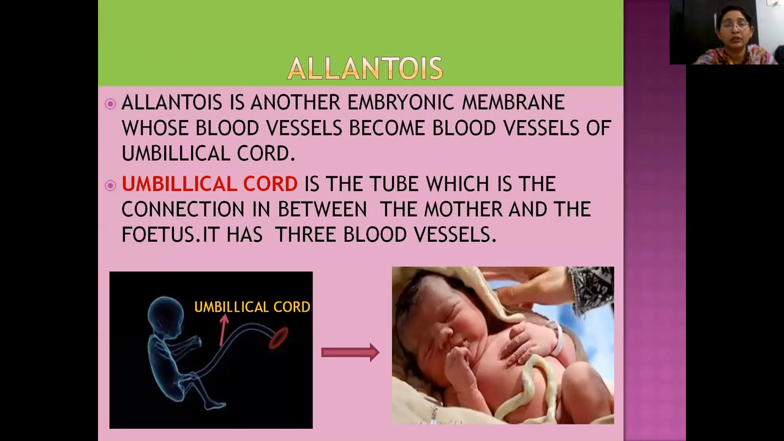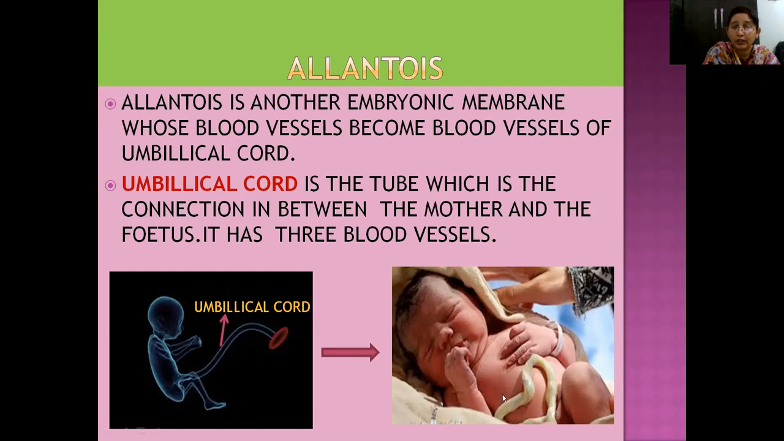Now we will move to the third layer, that is called allantois, or it can also be called allantoic sac. Actually this is also one of the membranes. Its major function is not yet known, but how it is useful is that it contains some blood vessels. A few blood vessels from the allantois form the umbilical cord.